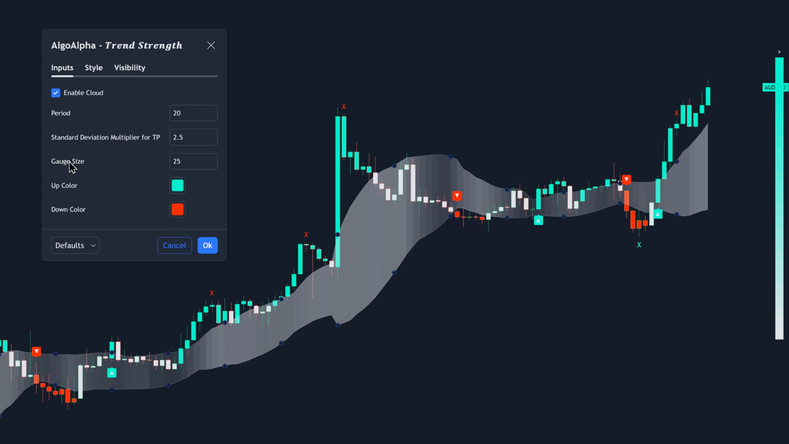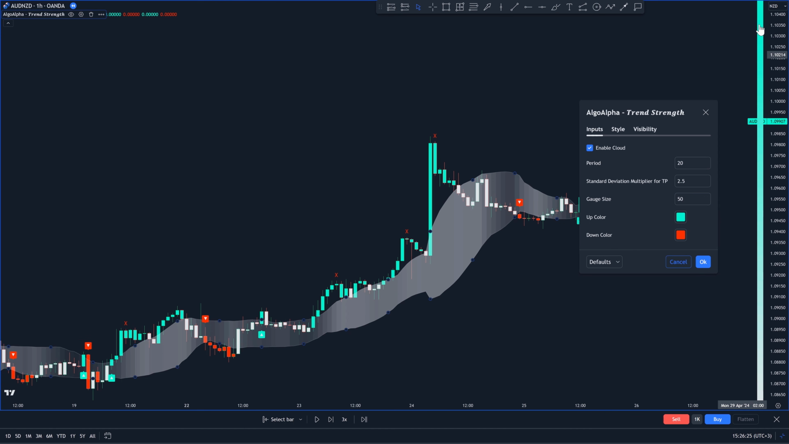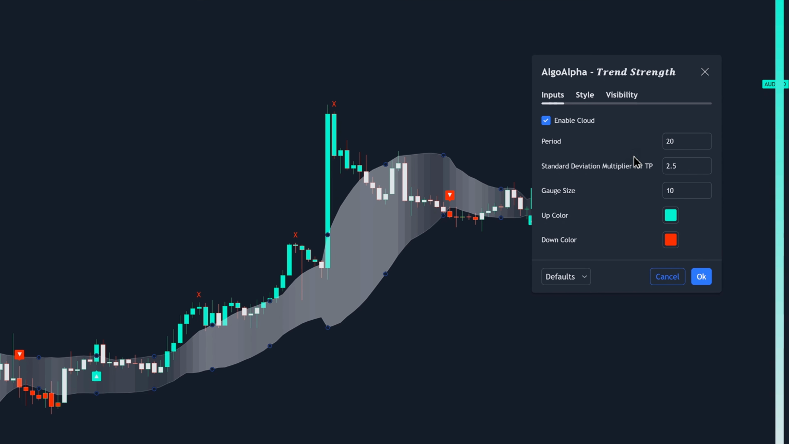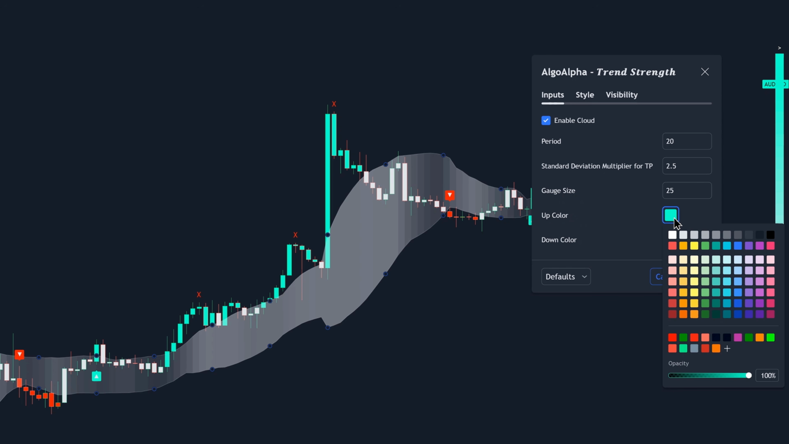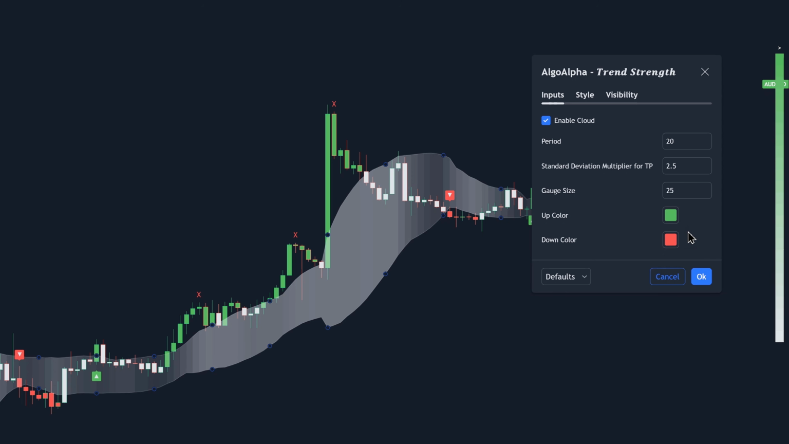Now, the gauge size is the resolution of the trend strength gauge. If we make it bigger, you can see that it gets bigger. If we make it smaller, then it's going to get smaller. For a balance of both, let's stick with 25. And then here we can change the colors. I want to change the up color to a better shade of green, and then for the down color, I'm going to go with a better shade of red. I also want to change the length to 34.